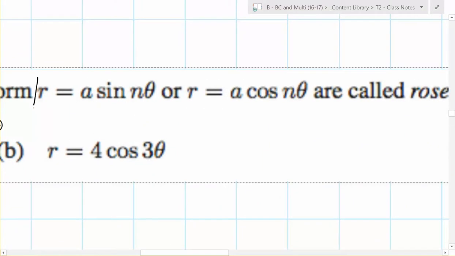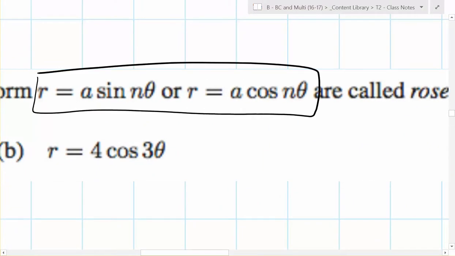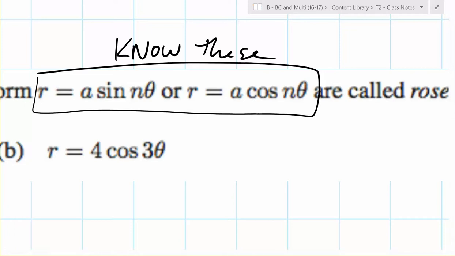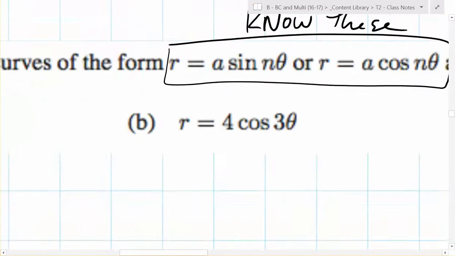Do you see this general form? You can look up the rules. I am not going to go over it now, but you need to know these. If I gave you any a value or n value, what does it look like? What does the n value do to the graph, do you think? It changes the number of petals, right? What does the a value do? Stretches it. So just be careful with it, but you have to remember certain things.